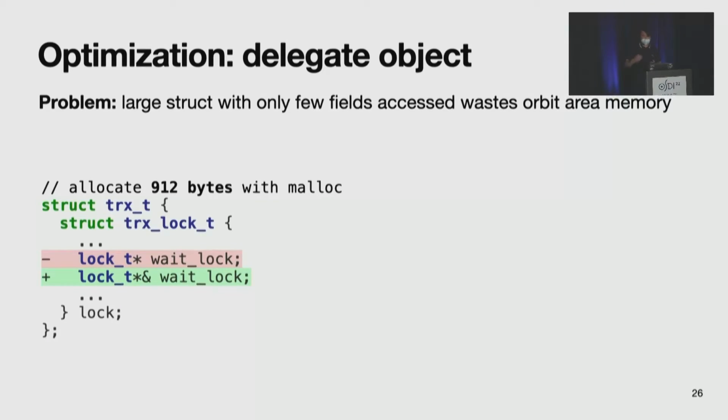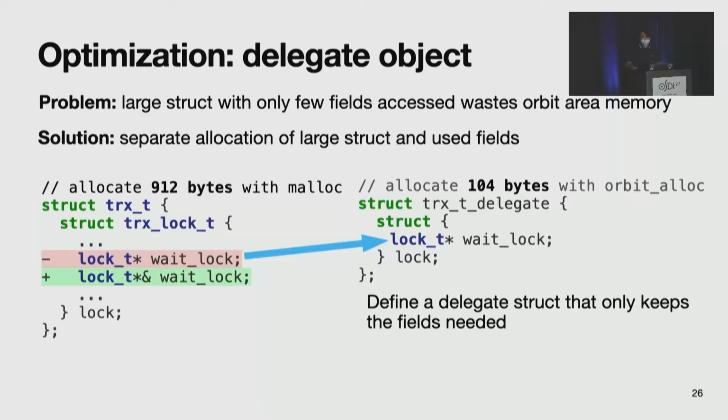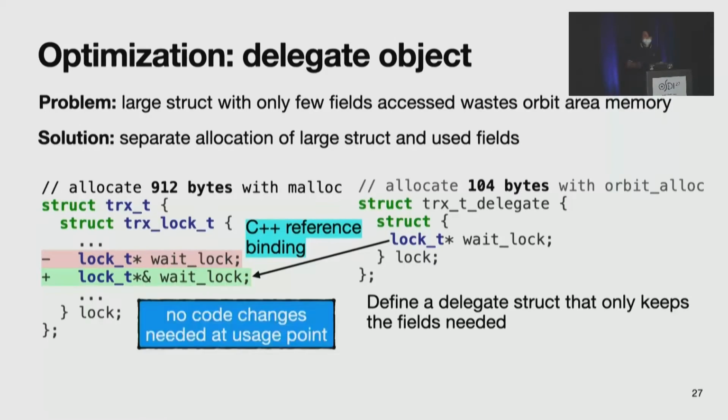Thus, we propose a delegate object which separates the allocation of those fields. The delegate object in this example is only 1/9 of the original size. Furthermore, for easier usage, we utilize the C++ reference technique to make a one-to-one binding of the corresponding fields. In this way, the original usages are transparent and need no code changes.